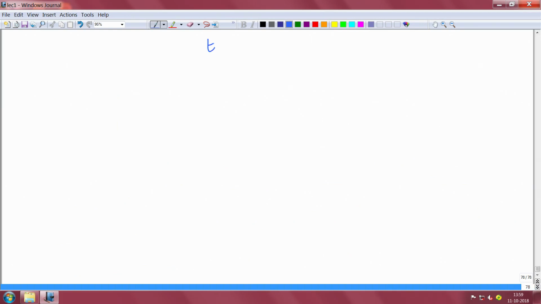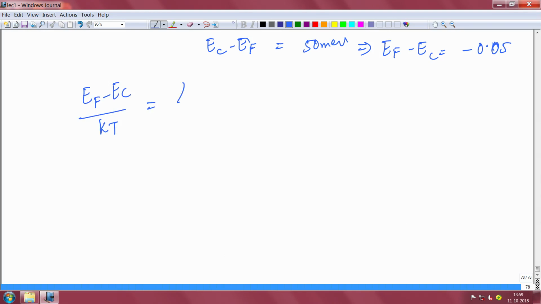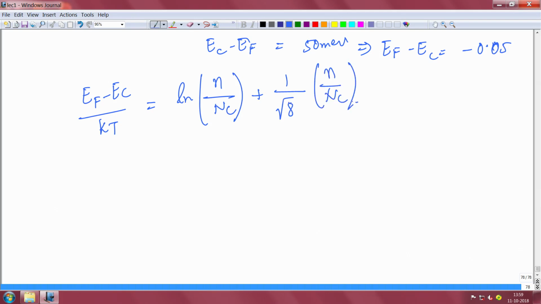So I have told you that EC minus EF is 50 meV, which means EF minus EC is minus 0.05 eV. So the Joyce-Dickson approximation says that (EF minus EC) by kT equals ln of n by Nc plus 1 by square root of 8 n by Nc. I am assuming 100% ionization, so whatever n-type doping I am giving is equal to n only. There is no p-type doping. So we can replace this n with Nd also, not an issue.